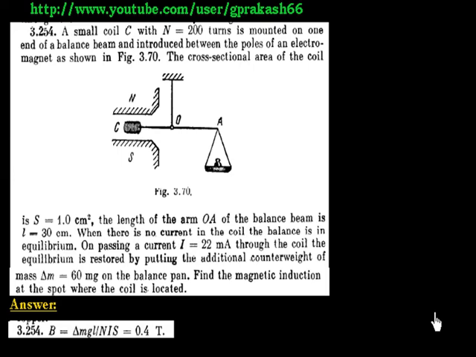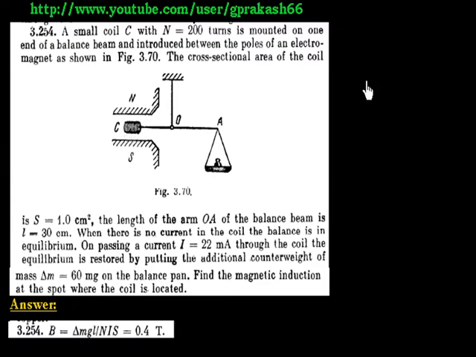Okay, this is a quite interesting problem. So here we have a balance. One side of the balance contains a mass, a weight to balance this. On the other side you have a solenoid, and this solenoid has n number of turns and cross-sectional area S.